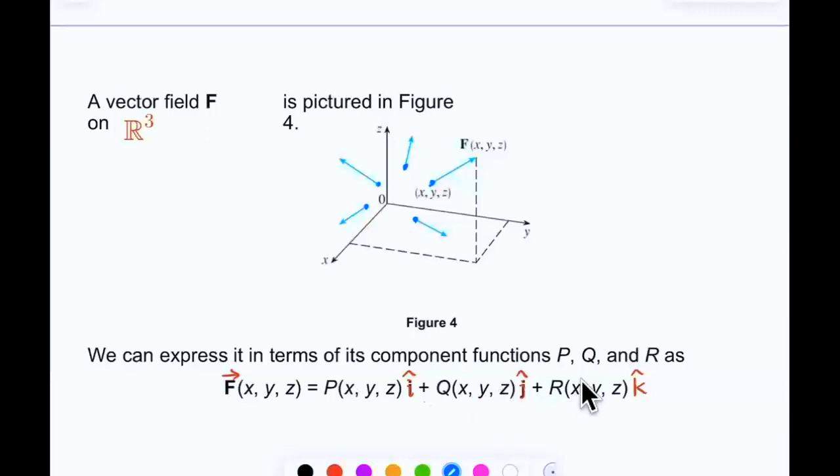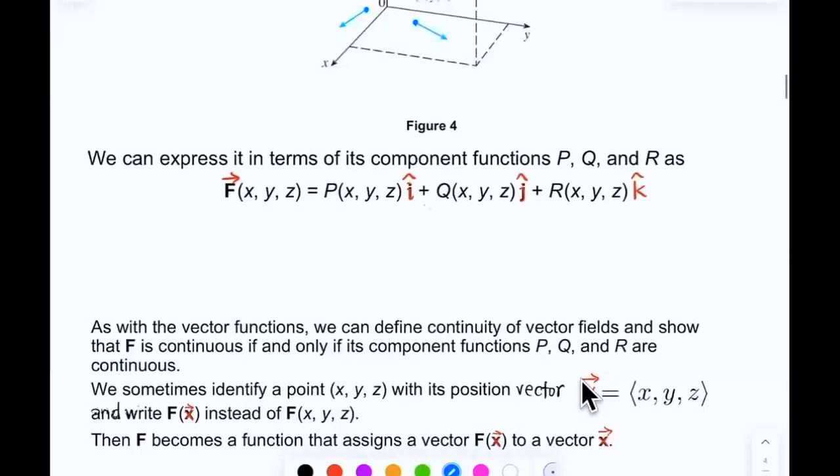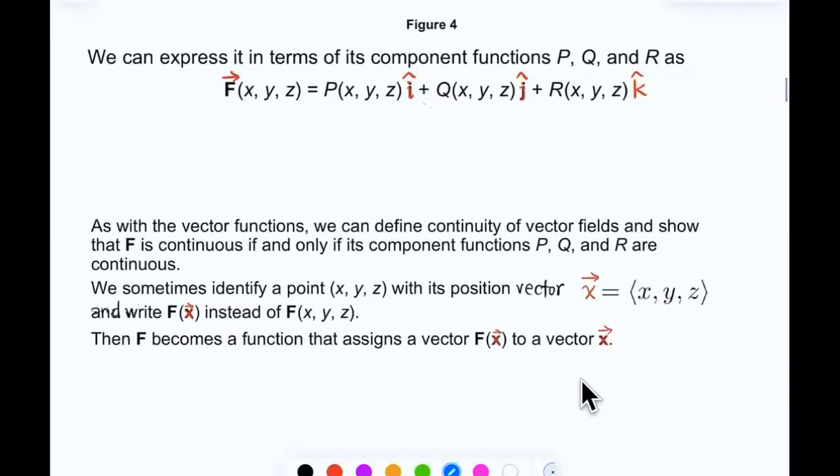Okay, when we talk about functions, we normally think about continuity, right? Is the function continuous? Now we have a vector function. We think about how we define the continuity of a vector field. Vector function, vector field, I think they are interchangeable. And how can I show that this vector field F is continuous?